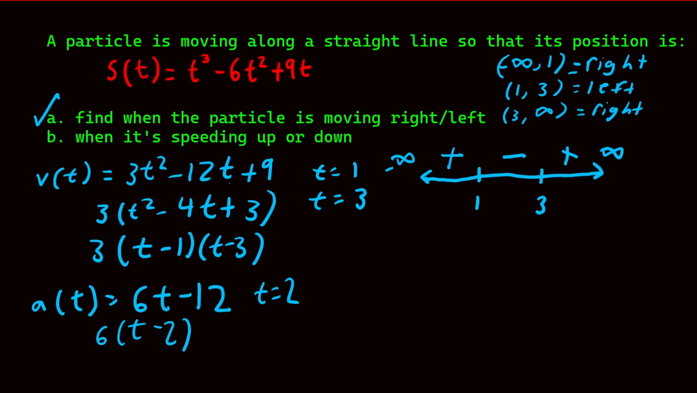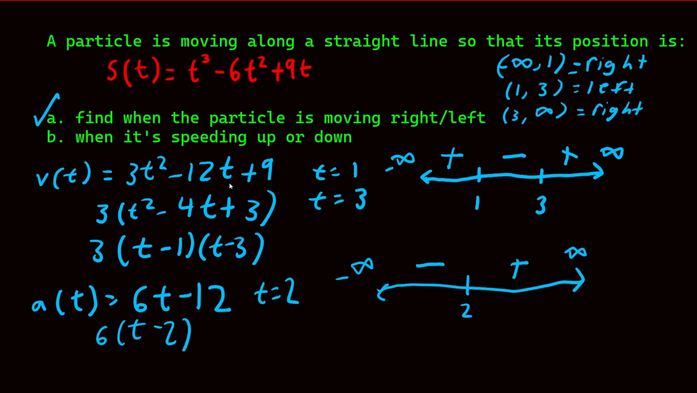Okay, so let's make our sign chart for acceleration now. Our only value is 2, and this is negative infinity to infinity. Let's put in negative infinity. This is obviously going to be negative. And if we put in positive infinity, or something huge like 999 billion, we're going to get a positive. So from negative infinity to 2, the acceleration is negative. And from 2 to infinity, the acceleration is positive.